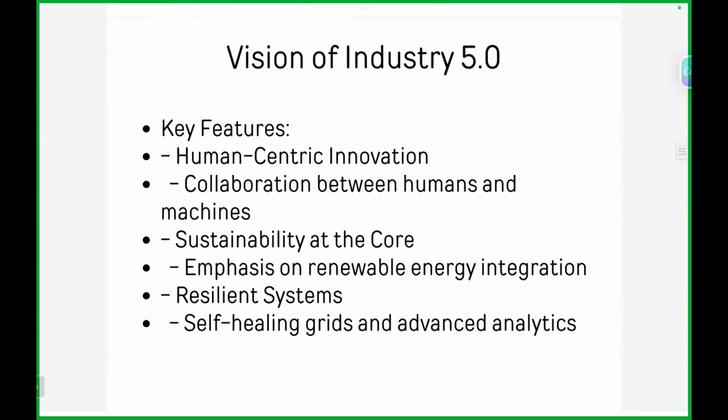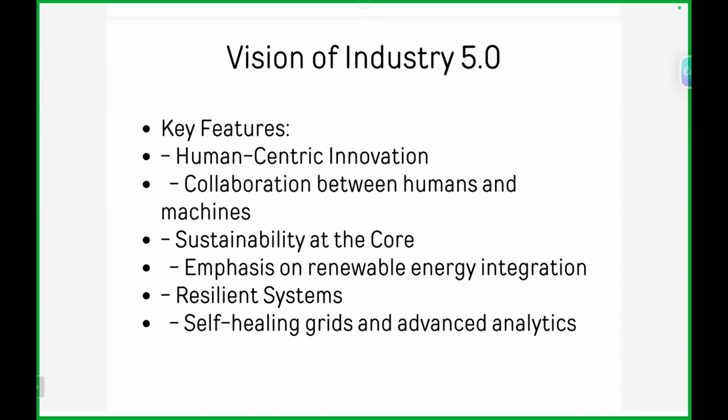And the vision of Industry 5.0, the key feature is human-centric innovation, where the automation is controlled by the human. So whatever IoT or AI tools or models are developed can be collaborated with human missions to have an optimistic model.